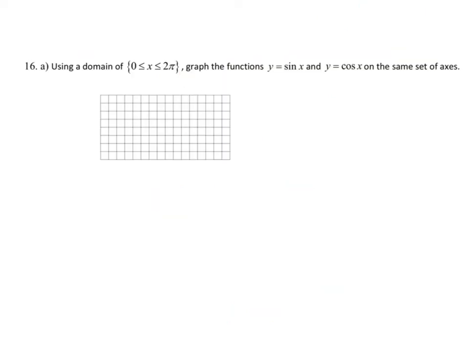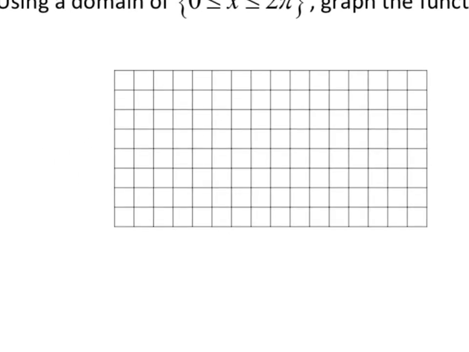This question is asking you to graph sine and cosine in this domain from 0 to 2 pi. So the first thing I'm going to do is label my axes. I'm going to make this guy my y, and this guy my x. I'm going to cut it in half so it makes sense. And then I'm going to label: 0 goes here, 2 pi goes here, halfway is pi, and then half of that, 1, 2, 3, 4, is pi over 2, and then half of this, 1, 2, 3, 4, is 3 pi over 2.